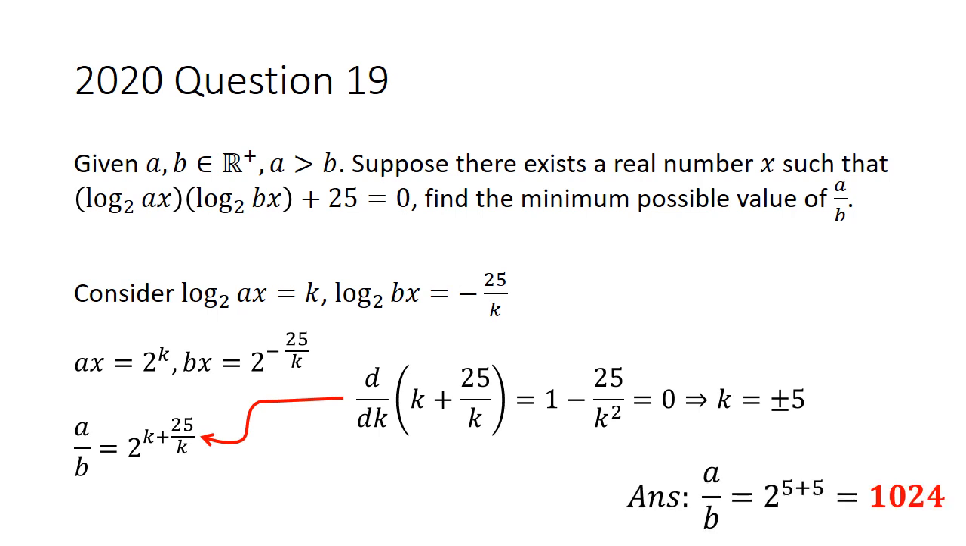So if I sub in k equals to positive 5, a over b will be equals to 2 to the power of 5 plus 5, which will be 1024. It's also not difficult for you to sub in some other values of k to verify that any other values of k will give me a 2 to the power of something bigger than 10. Okay, so this is our final answer.